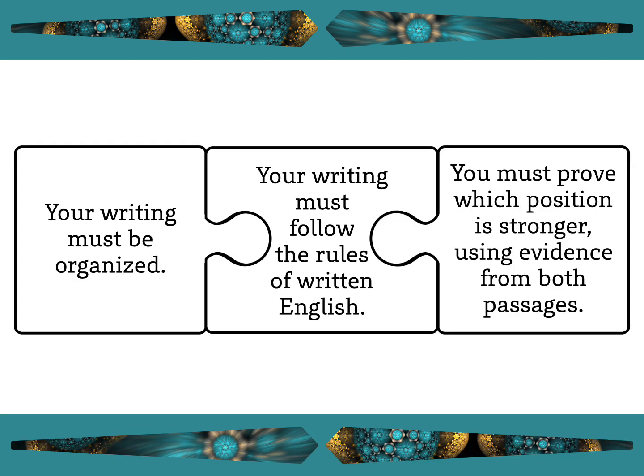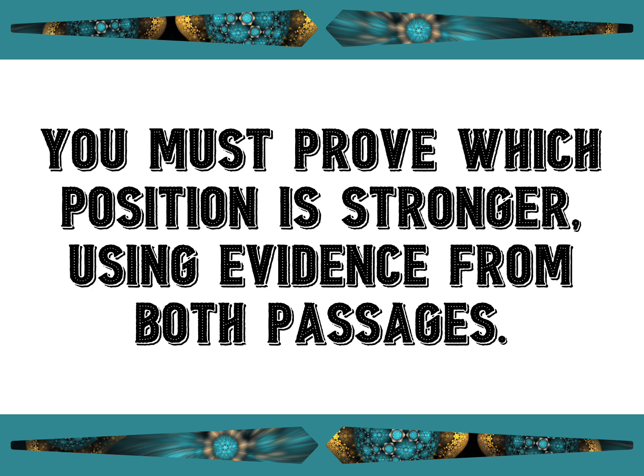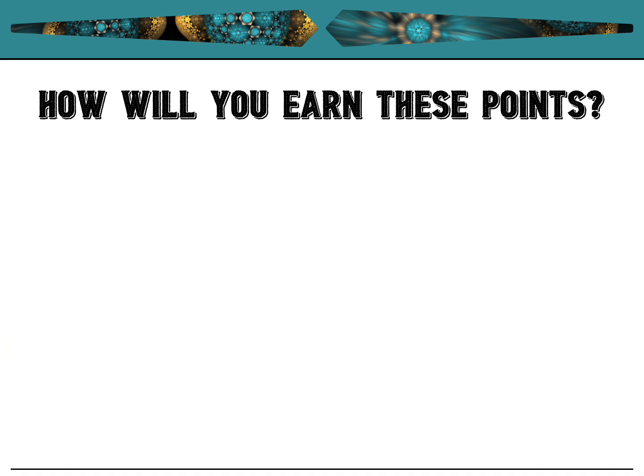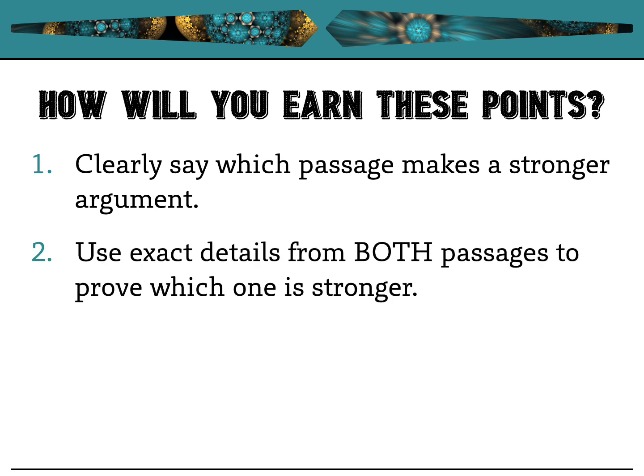So finally, your third criteria, you must prove which position is stronger using evidence from both passages. And again, 2 points possible. So how will you earn these points? You are going to clearly say which passage makes a stronger argument. And you're going to do it in one sentence. You want to make it really blunt and obvious. You're going to use exact details from both passages to prove which one is stronger.